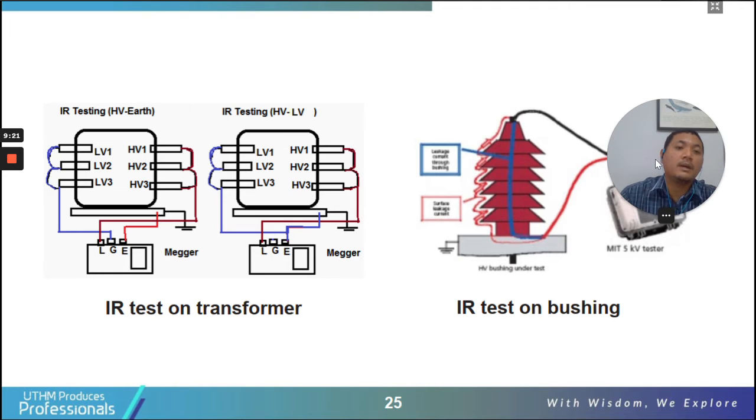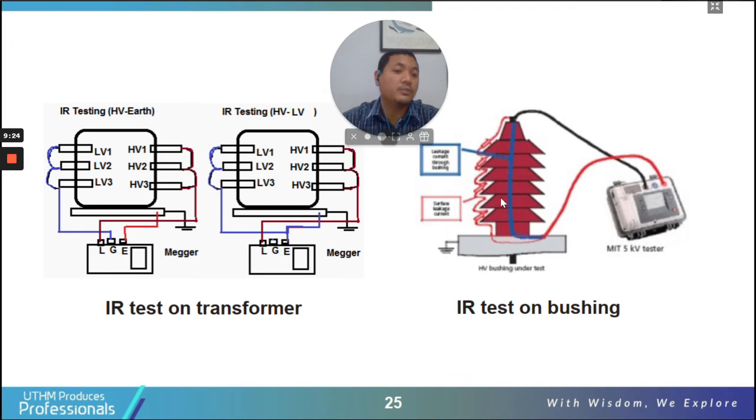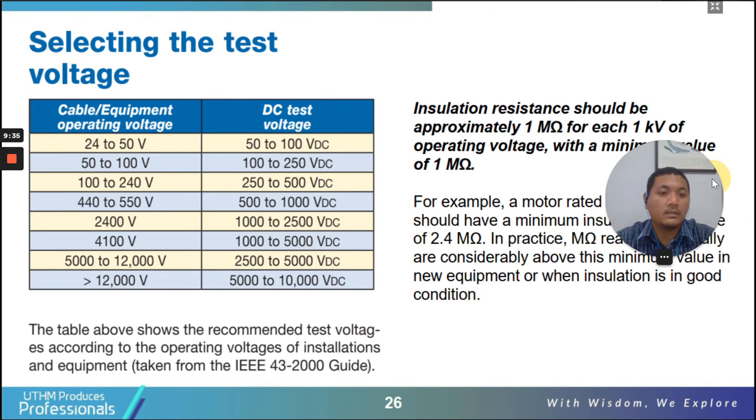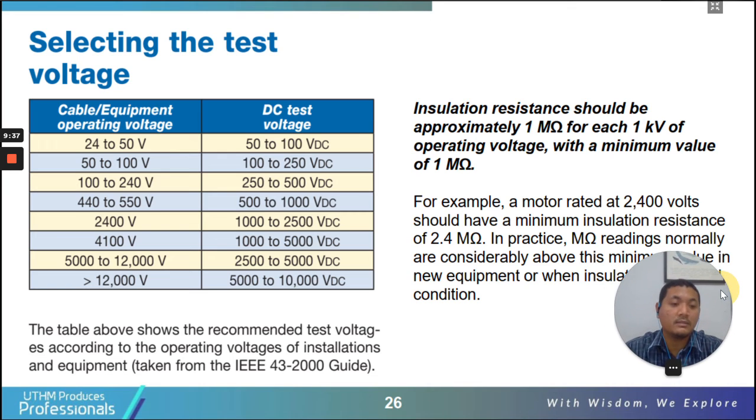And then IR test on transformer bushing. One is connected to the top, the other one is connected to the bottom. So that's the idea of the connection. Basically, you connect one conductor and the other one is ground. So you are measuring the insulation resistance between these two terminals, and in the middle is the insulation that is to be tested.